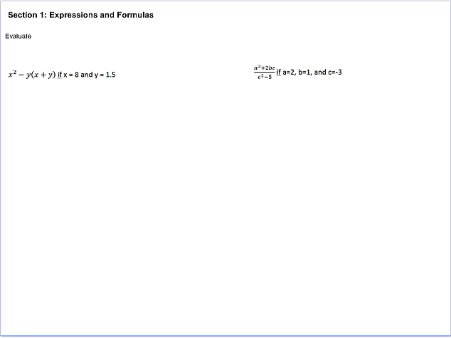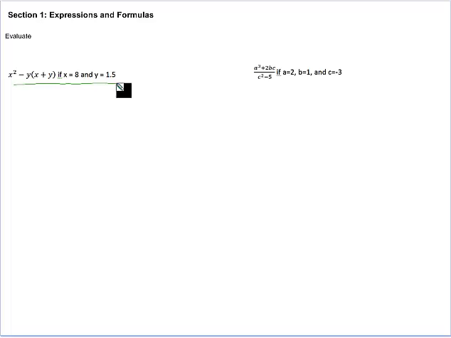This is Algebra 2, Expressions and Formulas. We are going to evaluate the following expressions. The first one up here is x squared minus y times the quantity x plus y, if x is equal to 8 and y is equal to 1.5.